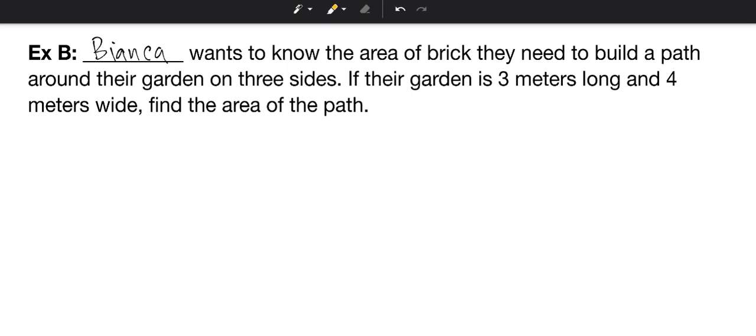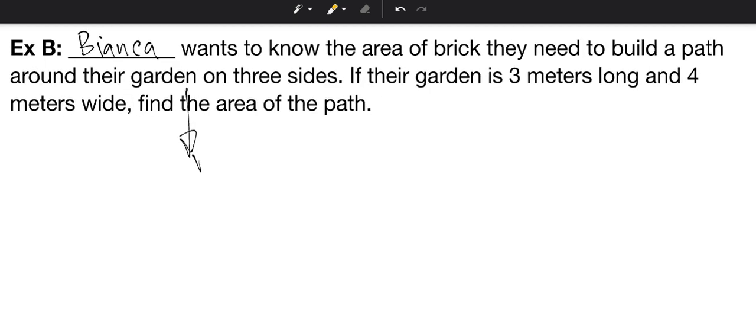Bianca wants to know the area of brick she needs to build a path around a garden. We're going to say it's a rectangular garden. How do I know? Just because I wrote the question, so that's why. But it doesn't really say, so it should say. If the garden is 3 meters long and 4 meters wide, find the area of the path.